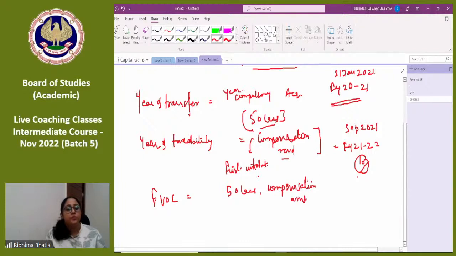Even if only one installment is received, 50 lakhs would be the full value of consideration in financial year 2021. The year of transfer and indexation will all happen as per financial year 2020-21, and the taxability year would be 21-22. Again, I'll repeat: 50 lakhs would be offered as full value of consideration, and the capital gain would be calculated on it in the year 21-22, but all the capital gain computation and the indexation will happen as per 2020-2021. Clear?